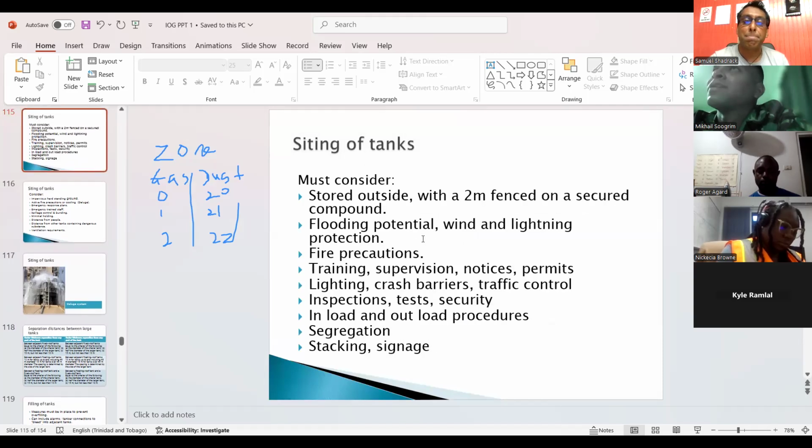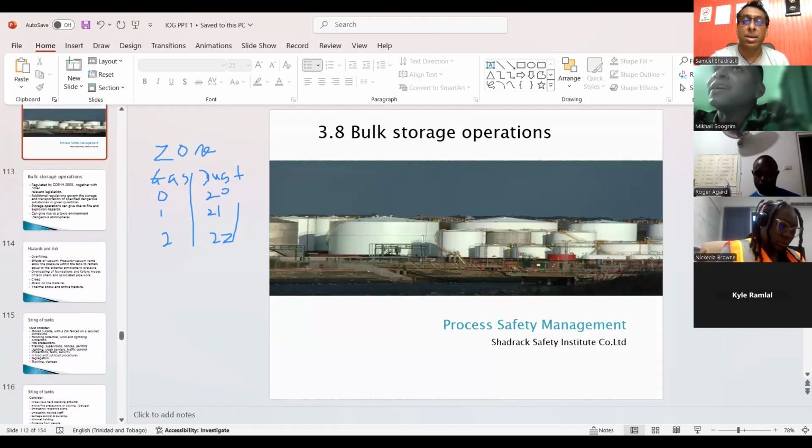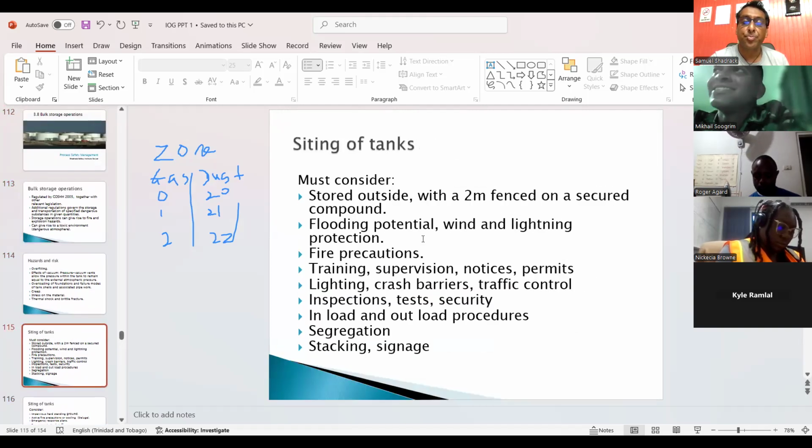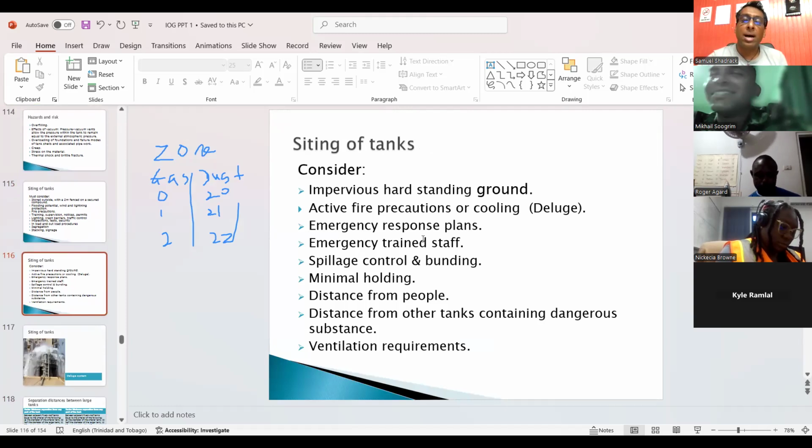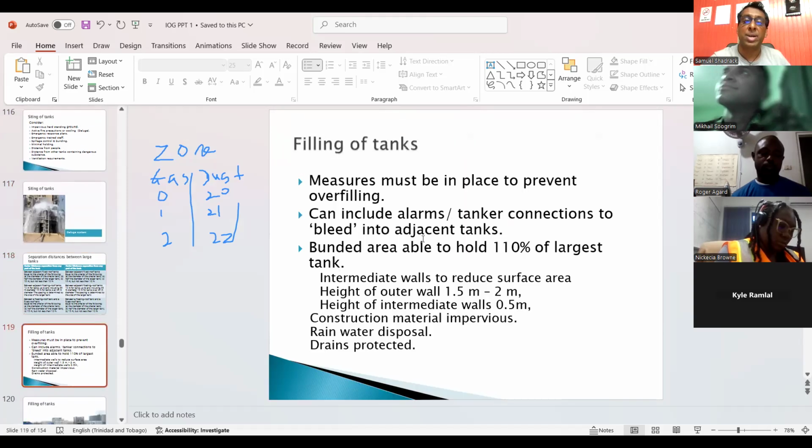Siting of tanks, let me go back here a bit. Siting of tanks, we read that one. Consider a good base, impervious hard standing ground, and have firefighting measures in place like a deluge system, emergency response plan, emergency trained staff, spillage control and bonding. Hold the least you can in the tanks if possible. Maintain a distance away from people, minimum 10 meters. Consider distance from other tanks, depending on what substance is inside, if it is a dangerous substance. There are ventilation requirements for certain types of tanks.